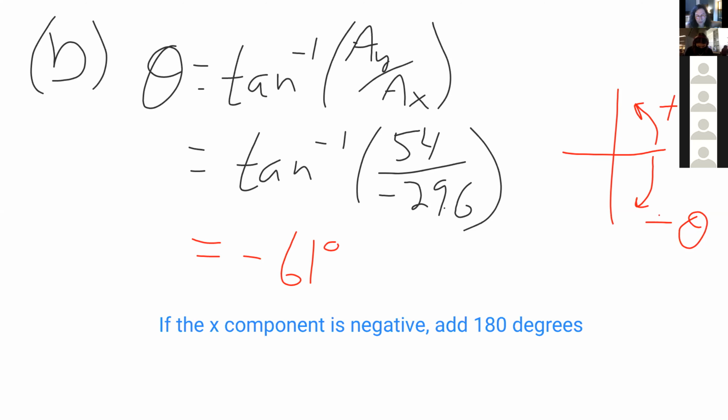Okay, so here's our rule. If the x component is negative, and we're using our shortcut equation up here, then we need to add 180 degrees to the answer. So now I'm going to use green here to indicate that we are writing down the correct answer. Our correct answer would be the negative 61 that the calculator spits out, plus 180. And that's going to give us our correct answer of 119 degrees.